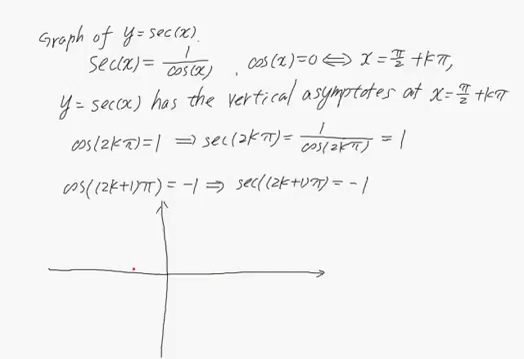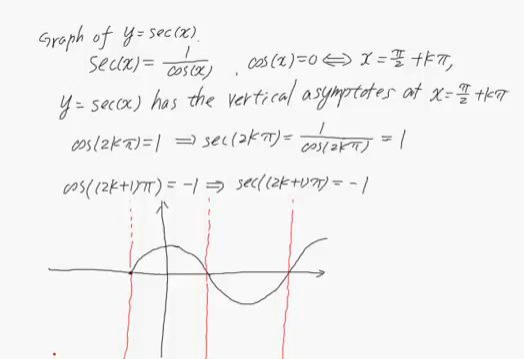Okay. We know the graph of the cosine is like this. Right? So now, at the point where the cosine is equal to 0, the secant function has vertical asymptotes. So here, cosine is equal to 0. Then we have the vertical asymptotes for the secant function. And also here. Right? And here.